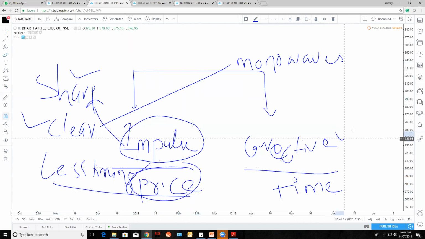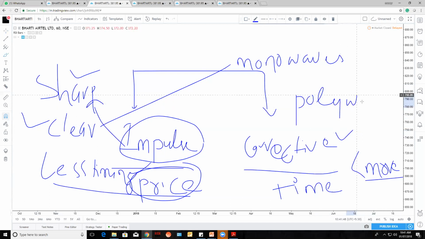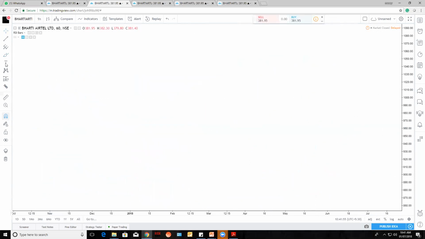And what about the corrective waves? Corrective waves take more time, and the moves are not so clear; you might see them like a poly wave. The moves are not very clear. Okay, I'll just go through once again.